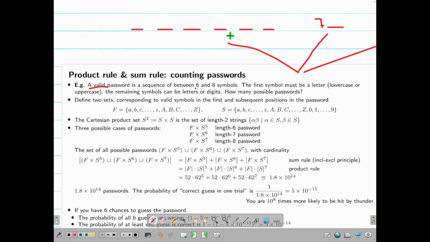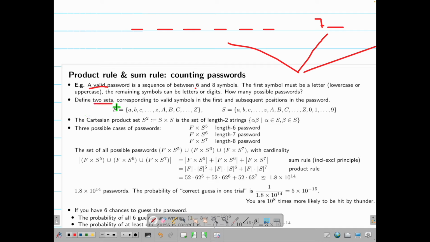So then what? You have 6 boxes. It says the first symbol must be a letter, lowercase or uppercase. That means A, B, C, D, whatever. And the remaining symbol can be letter or digit. The question is, how many passwords are possible?